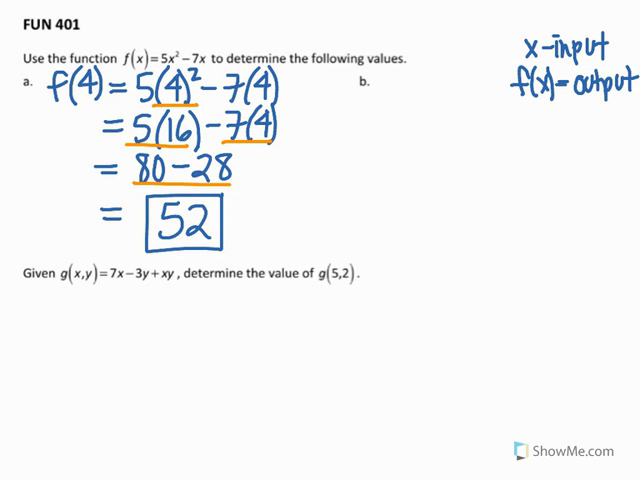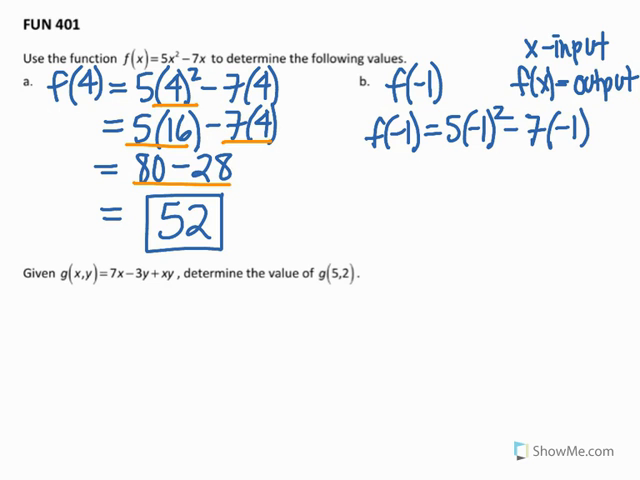Like before, let's also evaluate this at a negative value. So let's try f of negative 1. So my f of negative 1 is going to equal 5 times negative 1 squared minus 7 times negative 1. Notice I plugged in negative 1 for x. Well, negative 1 squared, a negative times a negative, is a positive. So I get 5 times positive 1. And negative 7 times negative 1 is going to give me positive 7. So notice how that changed from subtraction to addition.